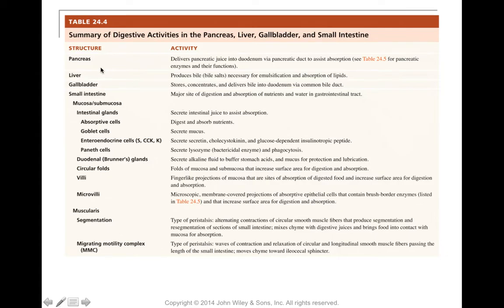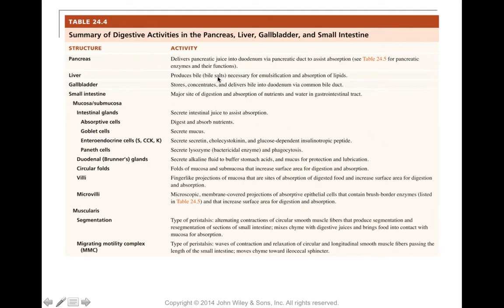The organs that are the accessory organs include the pancreas, the liver, and the gallbladder. The pancreas is responsible for delivering pancreatic juice into the duodenum. It goes through the pancreatic duct, and it goes right at the same region where the bile from the liver and the gallbladder are going to go in.